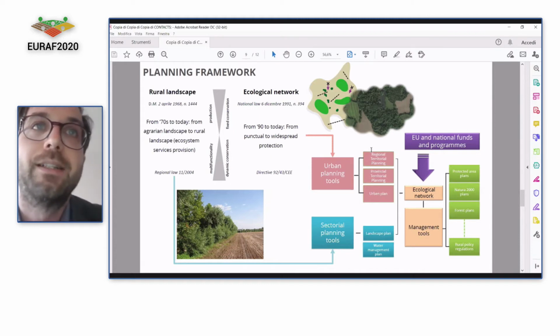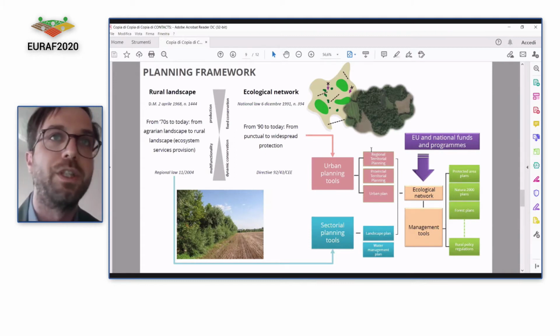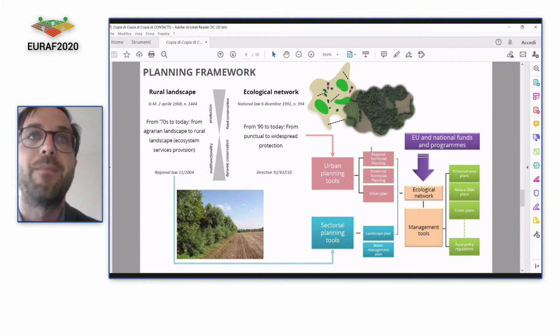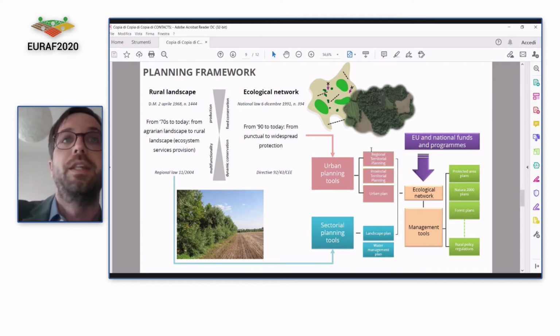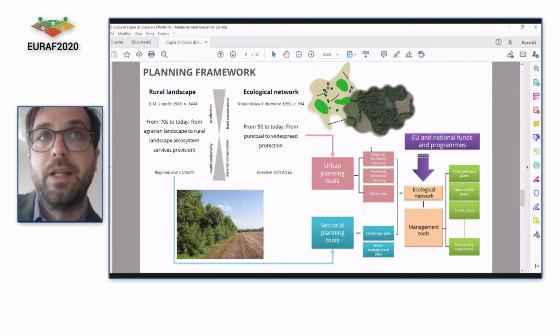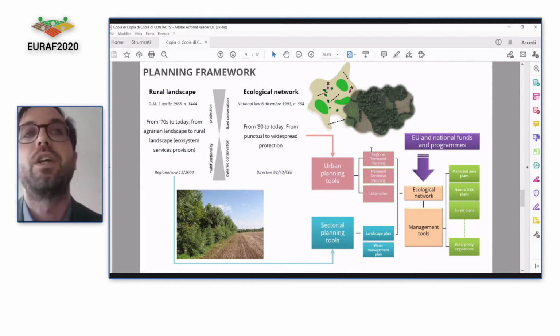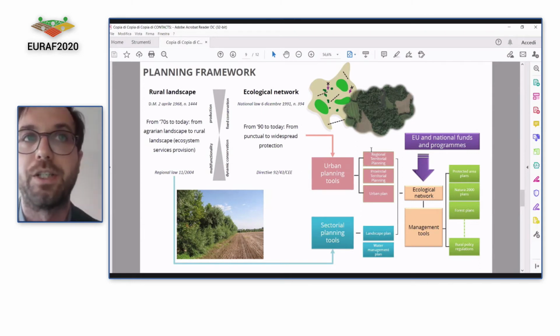Rural landscape, in fact, according to the national and regional laws, has been affected by changes from the 70s to today. From the agrarian landscape, considered just for crop production activities, it became a rural landscape, considered for its capacity to provide manifold ecosystem services. In parallel, as you can see from the picture, the ecological network became the main strategy to protect biodiversity within this very anthropized rural landscape through the identification of several widespread connected natural and semi-natural areas at different spatial scales.